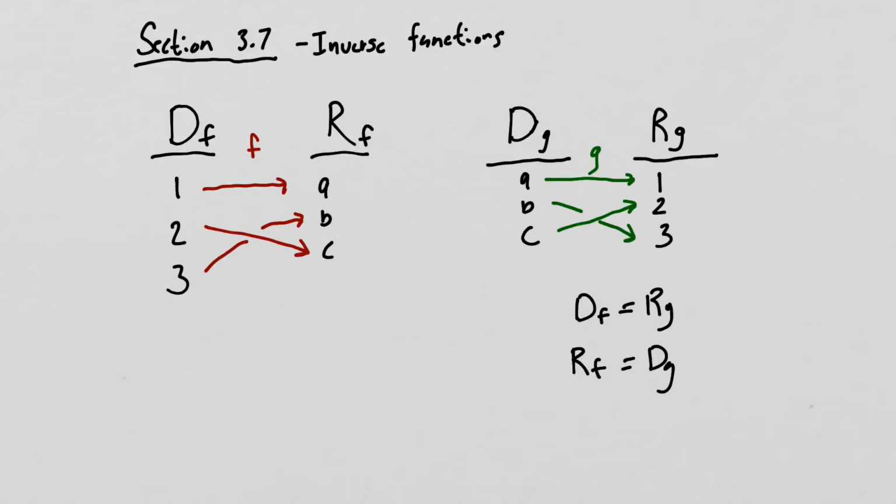Under f, 1 goes to a, and then we want to apply g to a. We see that after we apply g, a is sent back to 1. So evaluating 1 at f composed of g gives us back 1. Let's go ahead and look at the other two assignments.